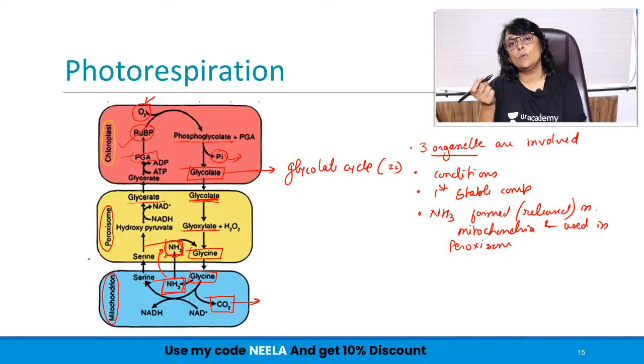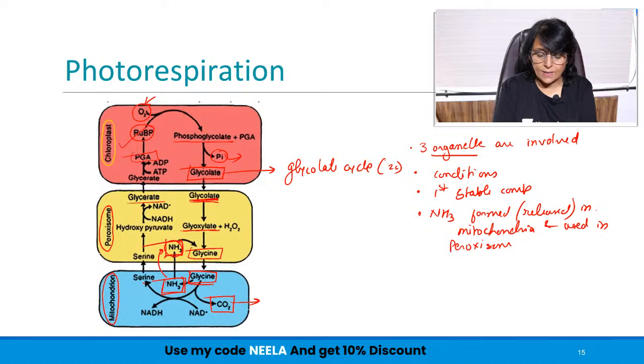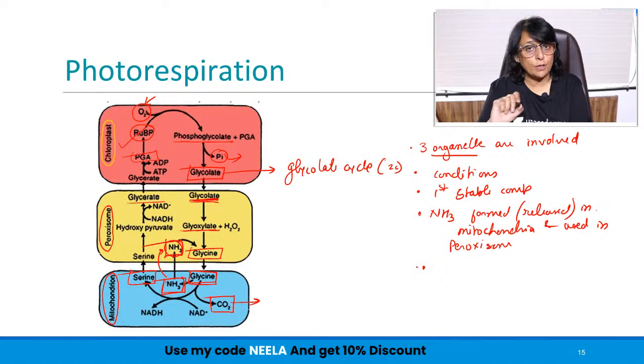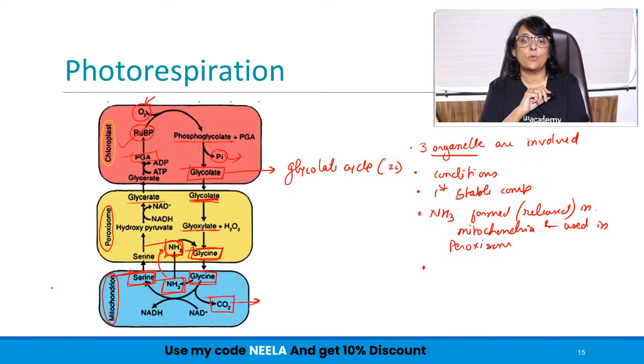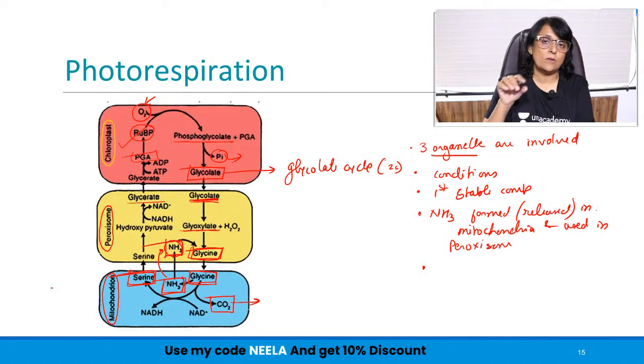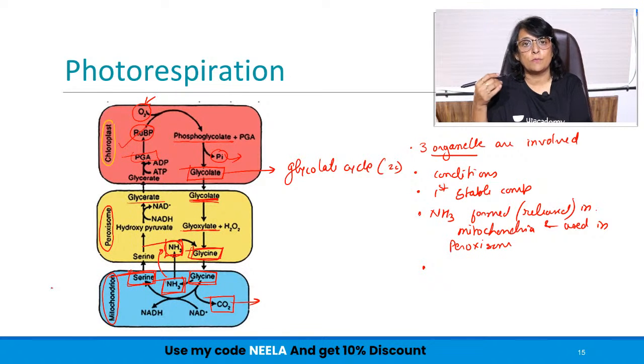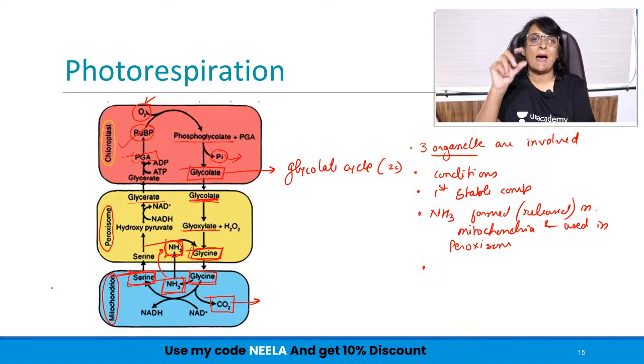The two amino acids which are involved here, one is glycine, other is serine. So where is glycine produced? It is produced in peroxisome. Where is serine produced? It is produced in mitochondria. So we are not going to be asked this whole pathway or the complete process to be drawn. The questions which are going to be asked are going to be like parts.